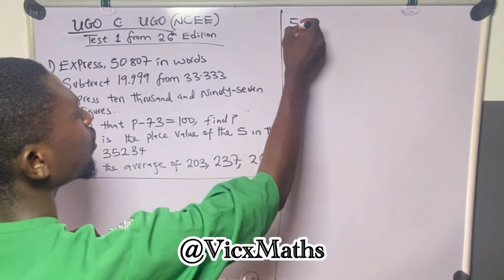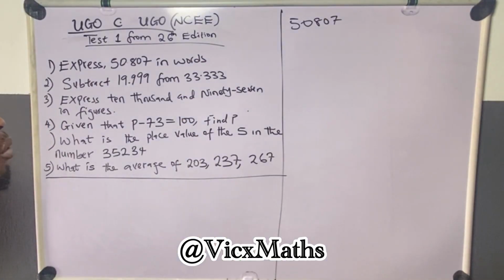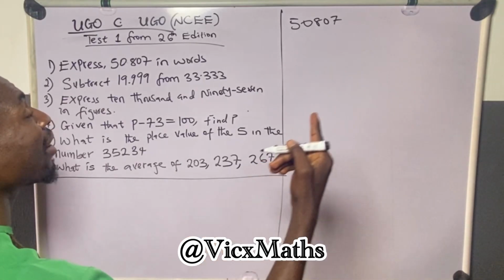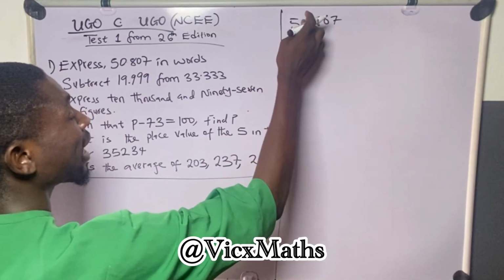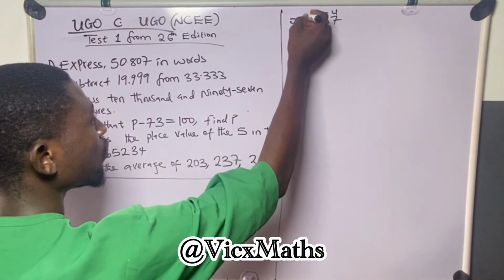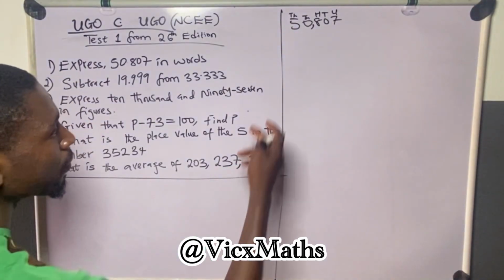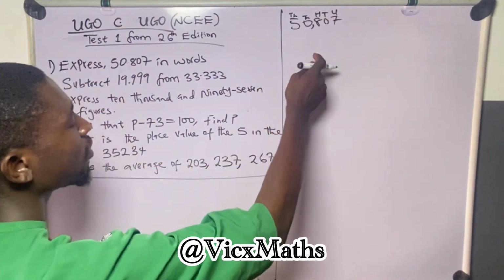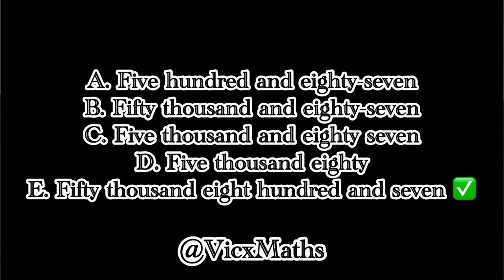So we have: express 50,807 in words. What do you do here? First thing, if they give you a number to express in words, demarcate the number in 3s, starting from the right. So 1, 2, 3, you put your comma. The last digit is the units, this is tens, this is hundreds, this is thousands, and this is tens of thousands. So this is 50,807, nothing under tens. So this is option what? Let's check the options. This is option E.